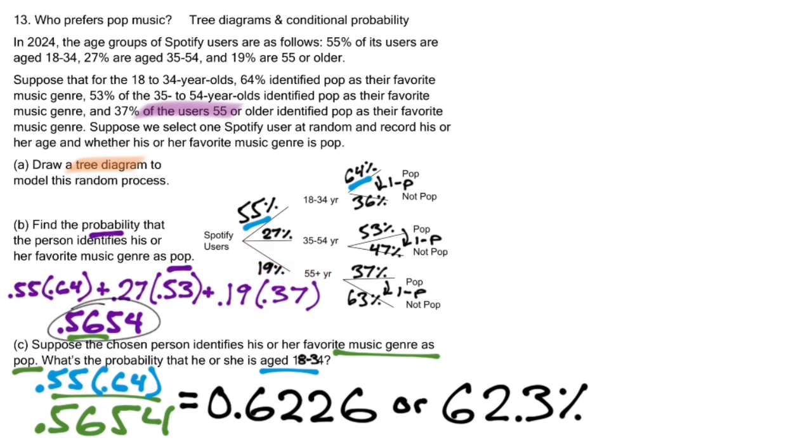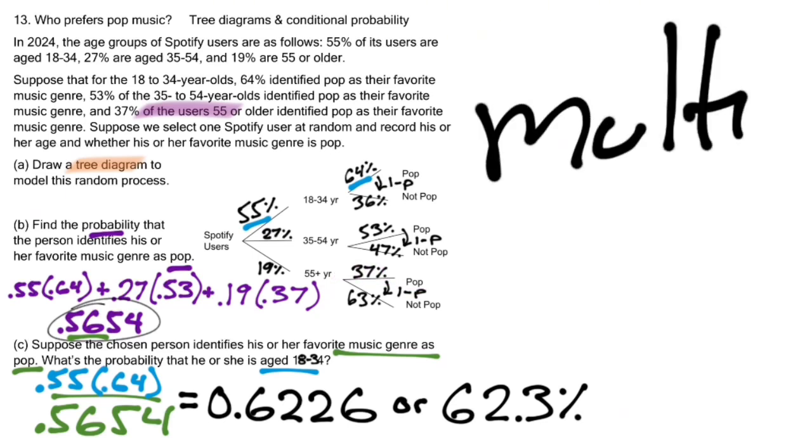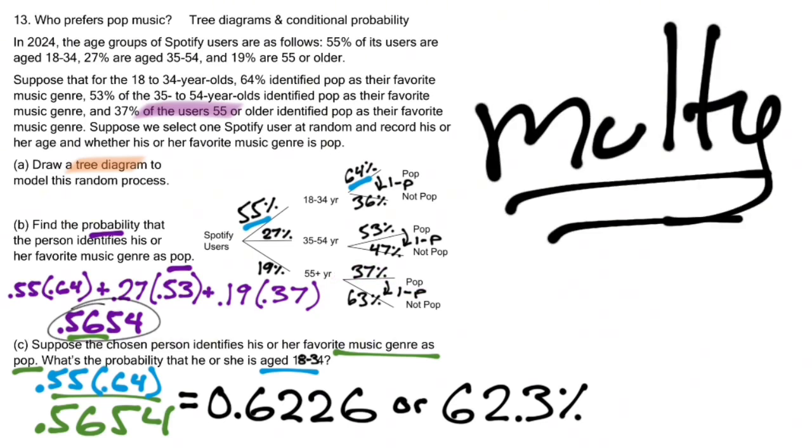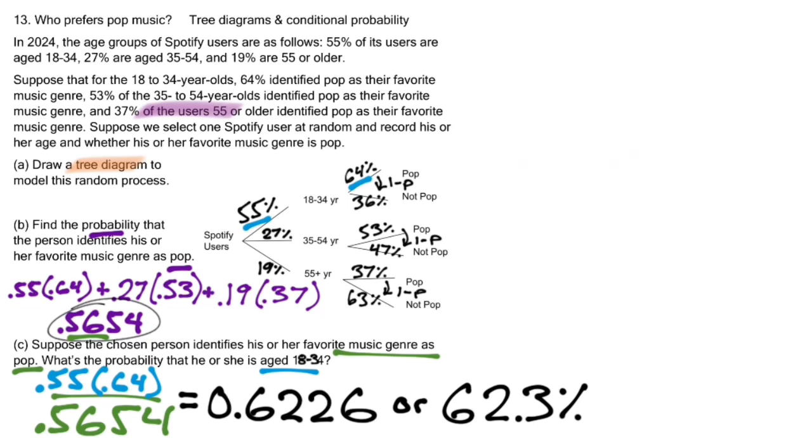19% are 55 and up, and you would multiply that by the probability that they like pop music, which was 0.37. The main thing to take away is that you multiply your events as you are doing one event after the other. They are conditional. You multiply the events together. Multiply, multiply, multiply. That is what you are doing to find these individual probabilities. You add them up after you have them all calculated, and you will get a 56% chance, or 0.56, that somebody likes pop music.